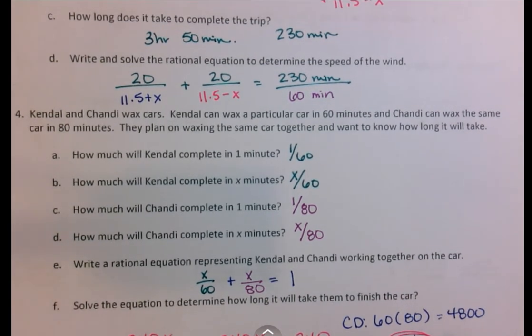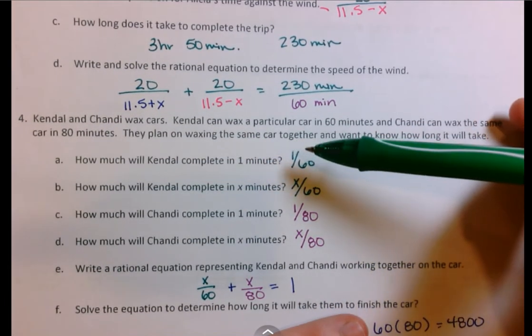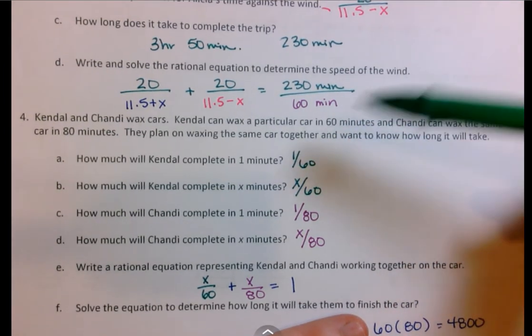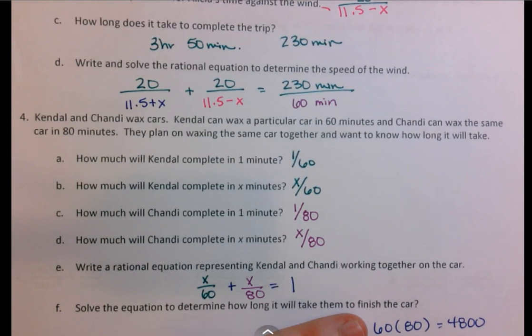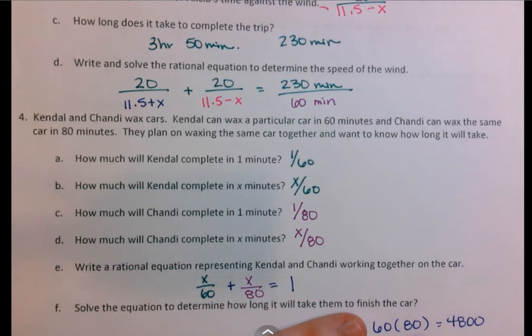So the way it works out, I'm just going to talk through this and then I'll solve it, is how much time does it take Kendall to complete 1 minute of the car? If she works for 60 minutes, 1 out of 60, because her rate is 60. If she worked X minutes, it would be X divided by 60. Same thing with Shandy. Shandy will have 1 out of 80 minutes, because their speed is 1 over 80, and how much Shandy will complete in X minutes, X over 80. So what you do is they're going to work together. So Kendall and Shandy are going to wax 1 car, so their speeds are how much time it takes them to get done, and that's what we're solving for.